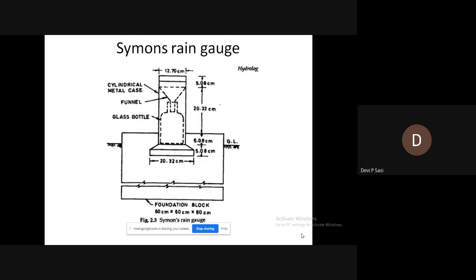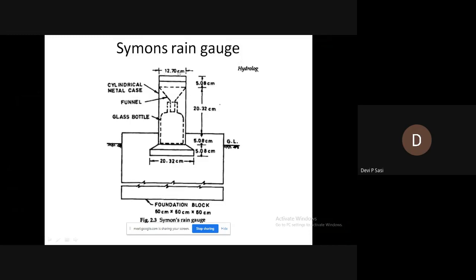Now we can talk about the non-recording type rain gauges. The first one is the Symons rain gauge. The Symons rain gauge consists of a cylindrical metal case. You can see here there is a cylindrical metal case.